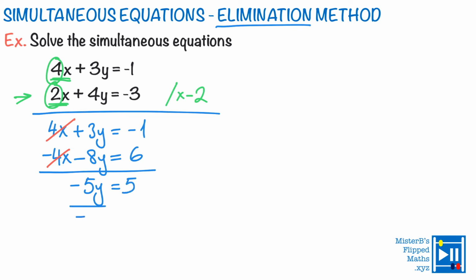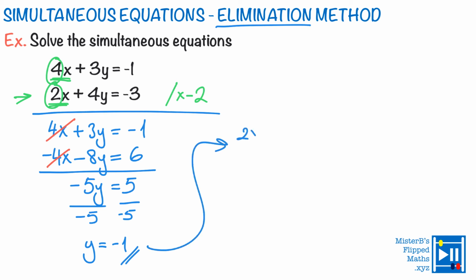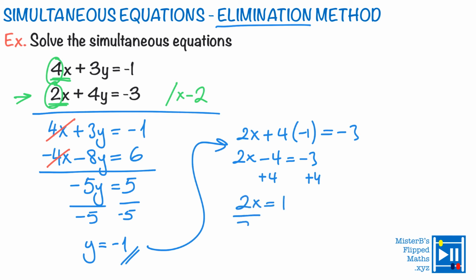If I divide both sides by negative 5, I end up with y being negative 1. So this is the value of y. Once I find the value of y, I can just go with any of these equations to substitute and find the value of x. I'm going to go with the second one. So it's going to be 2x plus 4 times negative 1 equals negative 3. So it's 2x minus 4 equals negative 3. So if I add 4 to both sides, I'm going to end up with 2x being 1. And if I divide both sides by 2, I end up with x being 1 over 2.